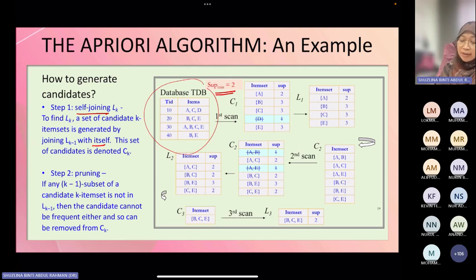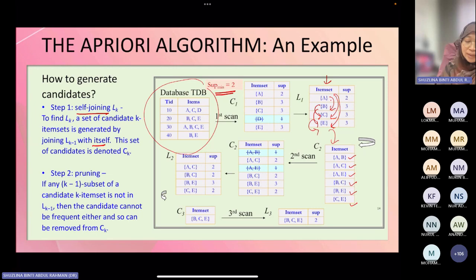Let's say we have this item set of A, B, C, and E. We will do what we call self-joining like this. We're going to have A with B, A with C, A with E. This is what self-joining means. And then B with C, B with E, and then C with E.